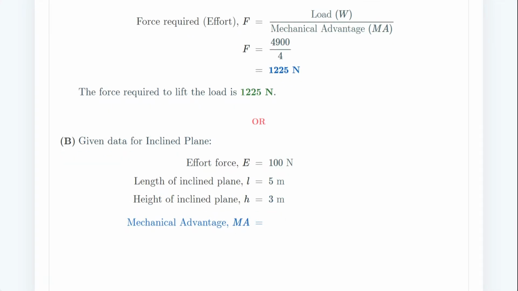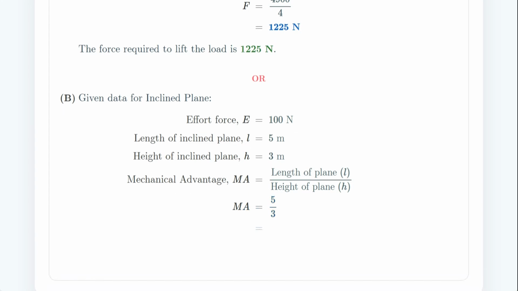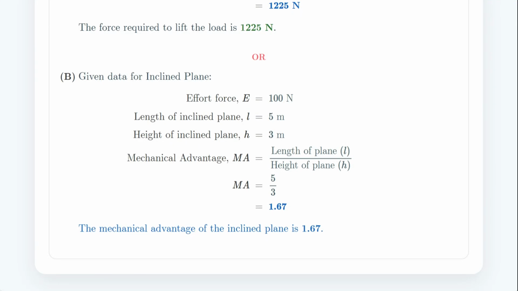Mechanical advantage is equal to the length of the plane divided by its height. MA equals 5 divided by 3, which is approximately 1.67. Therefore, the mechanical advantage of the inclined plane is 1.67.